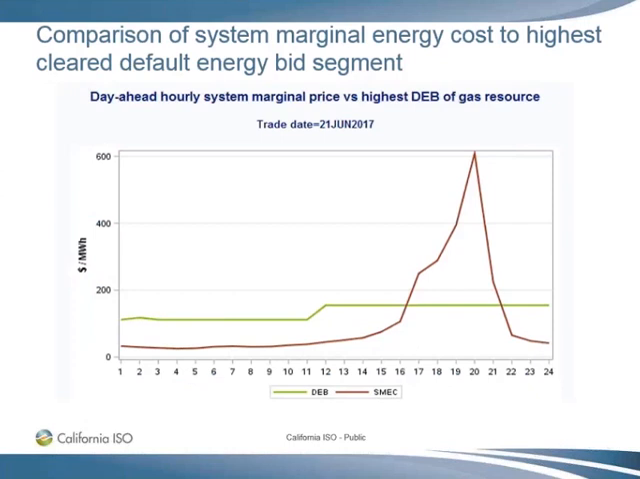One of the other metrics that we've used to look at the potential impact of market power is a comparison of our system marginal energy cost to the highest DEB segment of any gas resource dispatched on that day. So the green line on this chart lists for each hour the price in dollars per megawatt hour of the highest DEB segment, and the red line shows the system marginal energy cost.